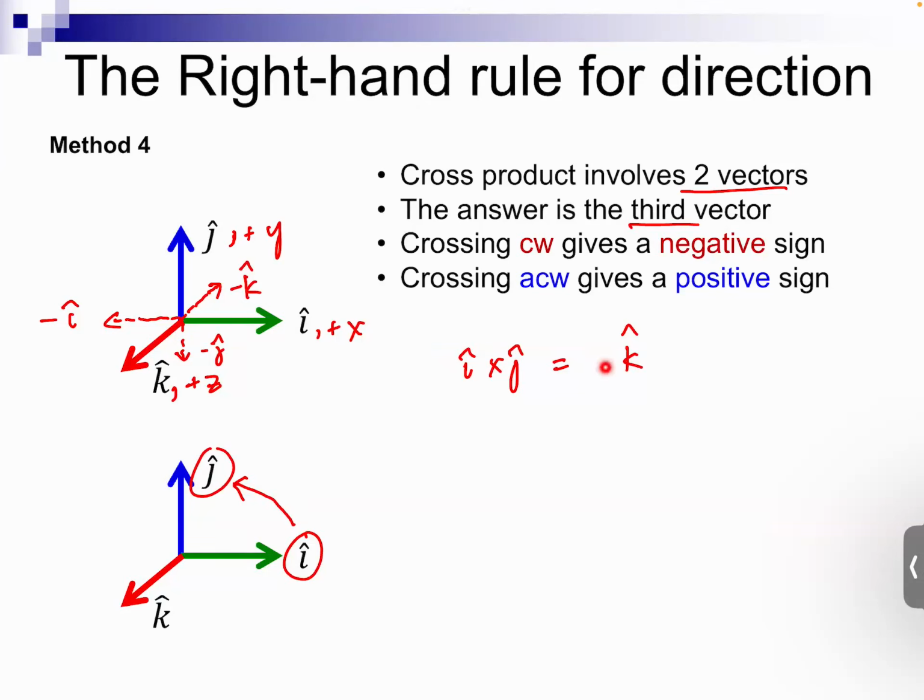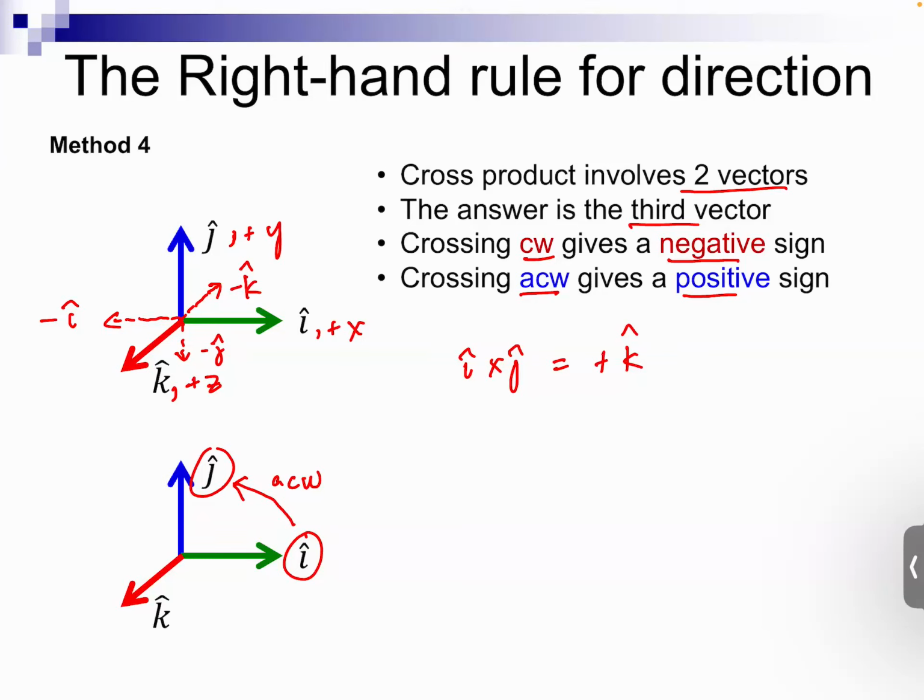And then you're just left to determine whether that's a plus k hat or a minus k hat. And you determine that by looking at whether you crossed in the clockwise or the anti-clockwise direction. If you crossed in the clockwise direction, then you have a negative sign. If you cross in the anti-clockwise direction, you have a positive sign. So in this particular example, i hat cross j hat, you're going from i hat, crossing that onto j hat, in the anti-clockwise direction. Hence, that should be a plus k hat for the answer.